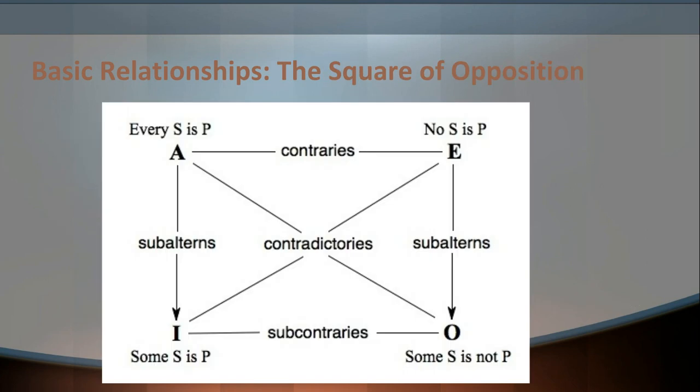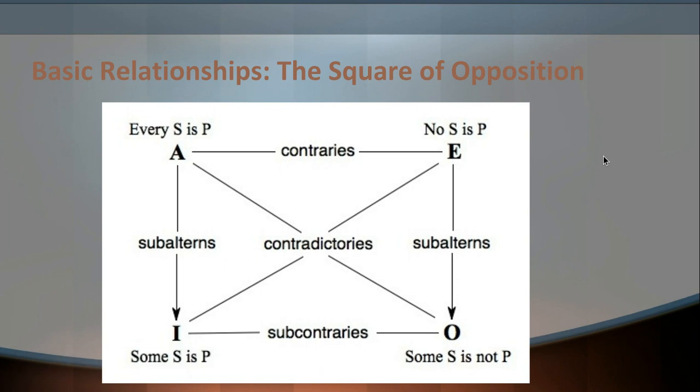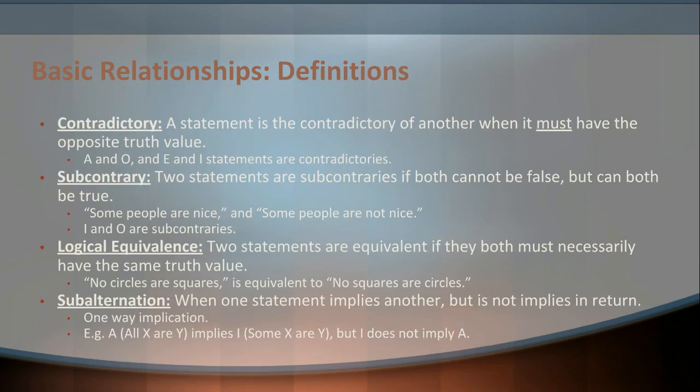Now, finding logically equivalent statements isn't something that's mapped out here on the square of opposition. Instead, this is something that we figure out through different rules of inference that we'll talk about a little bit later. But it's still a relationship that we need to know the name for.